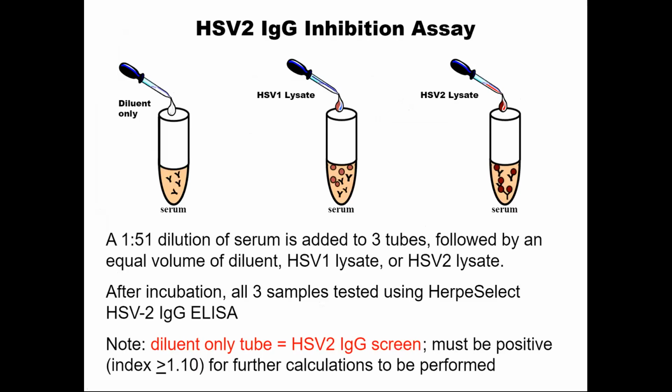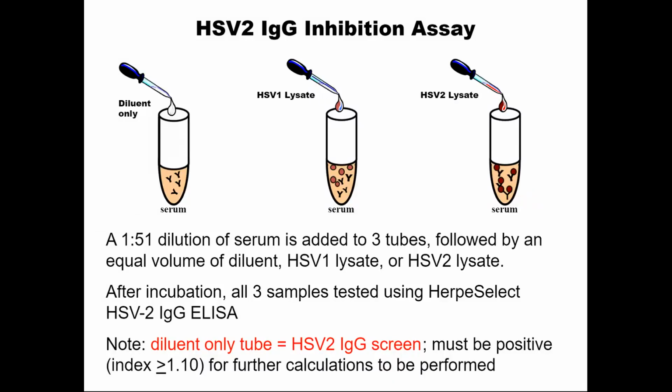And so here's a diagram of how we do the assay. A 1:51 dilution of the serum is added to 3 tubes, followed by the addition of an equal volume of diluent, HSV-1 lysate, or HSV-2 lysate. And after incubation, all 3 samples are tested in the herpes select HSV-2 IgG ELISA.